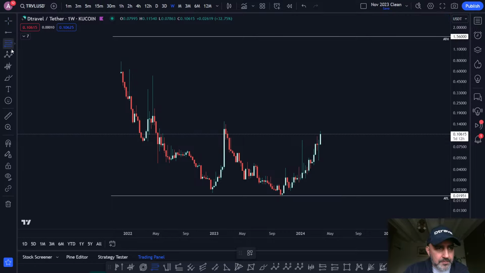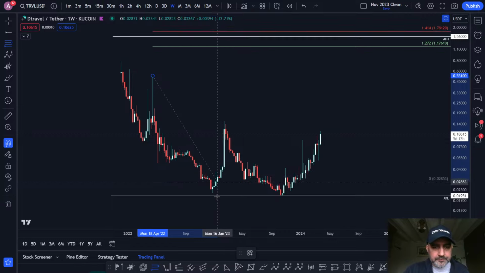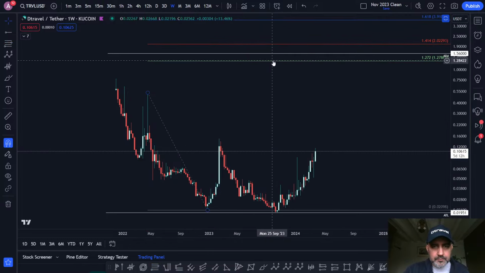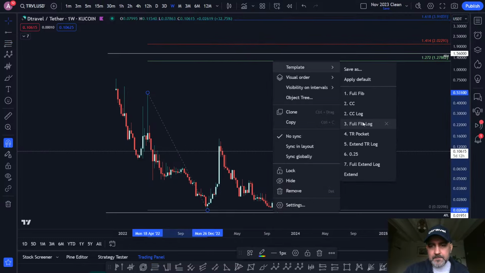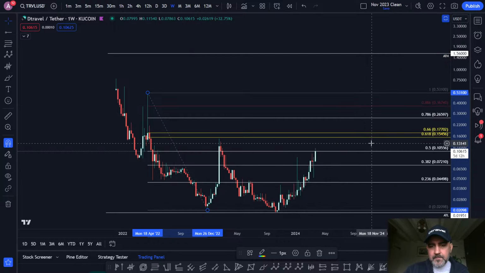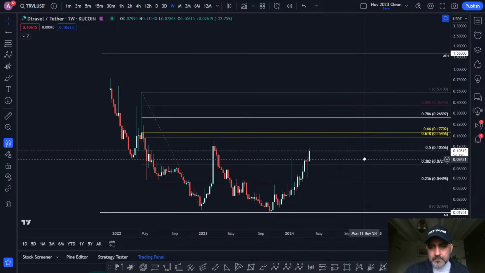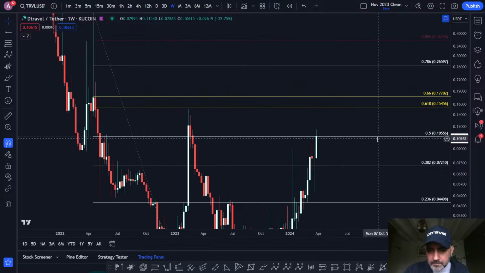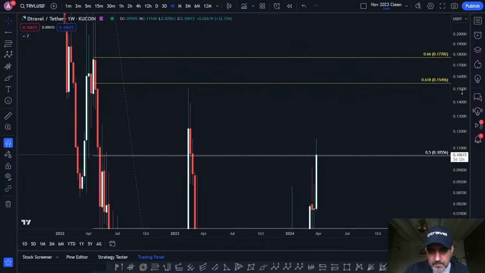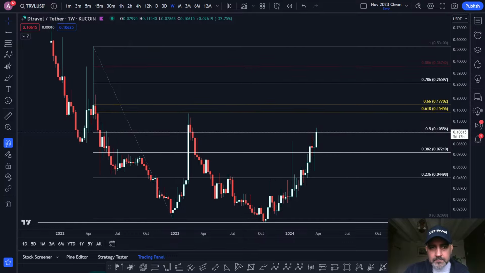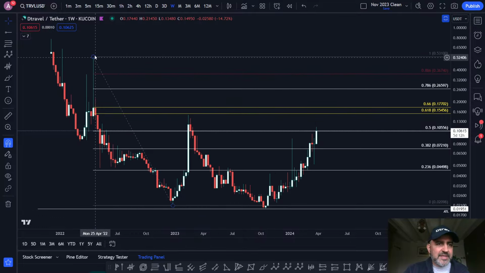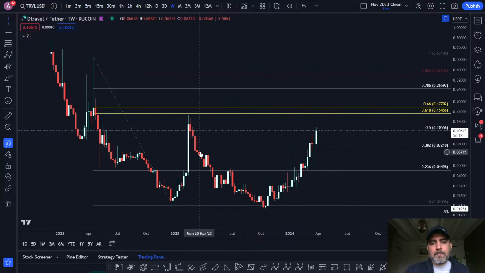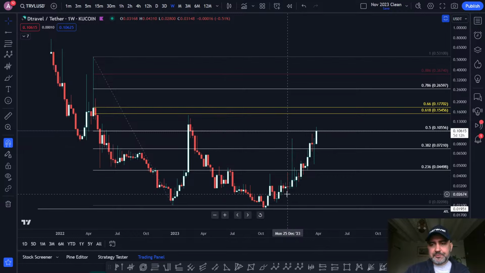Let me do this as well. That's from this pivot down to this first low. Yeah, price came into the golden pocket, didn't even touch it, just rejected.